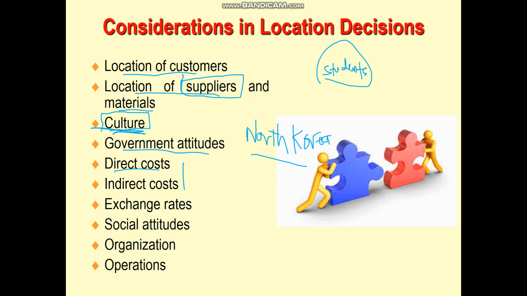So what is direct cost and what is indirect cost? Direct cost is those costs related to manufacturing products and services. For example, our material cost or labor cost, like salary or payment for people who produce the products and service.